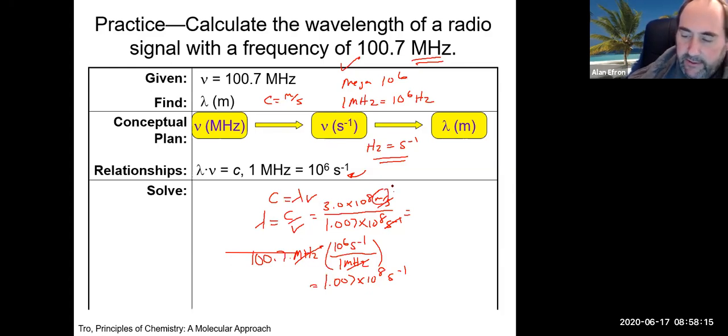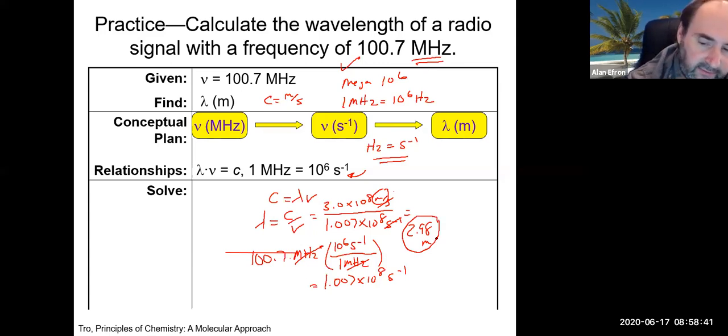Again, we want to make sure we're using our exponent button. So 3 exponent button, just 8, divided by 1.007 exponent button and 8 as well, gets us 2.98, looks like. And the units here are meters in terms of the wavelength.